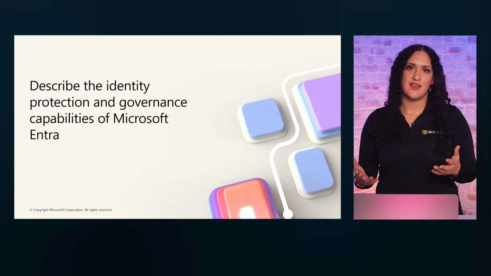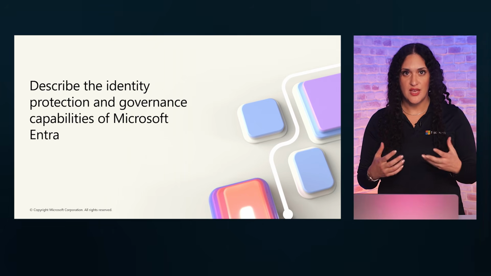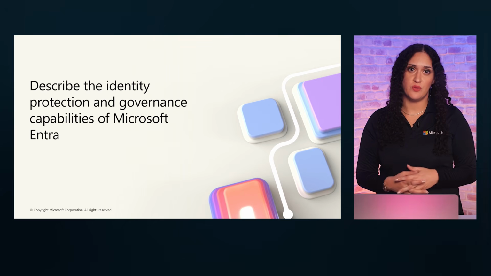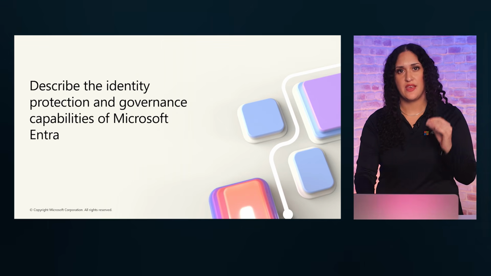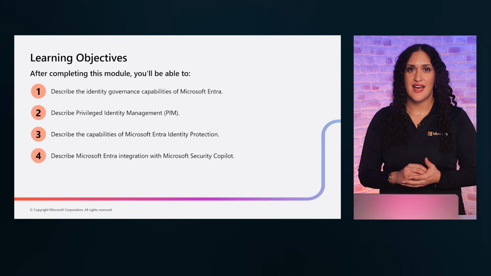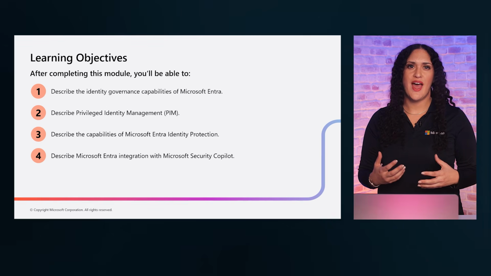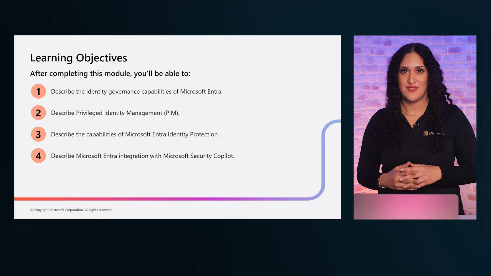So how do we strike that right balance between strong identity security and everyday user efficiency, while still keeping everything visible and auditable? This is where the identity protection and governance capabilities of Microsoft Entra play a key role. In this section, we will take a look at identity governance and identity protection, and how Microsoft Entra helps organizations balance strong security with user productivity.